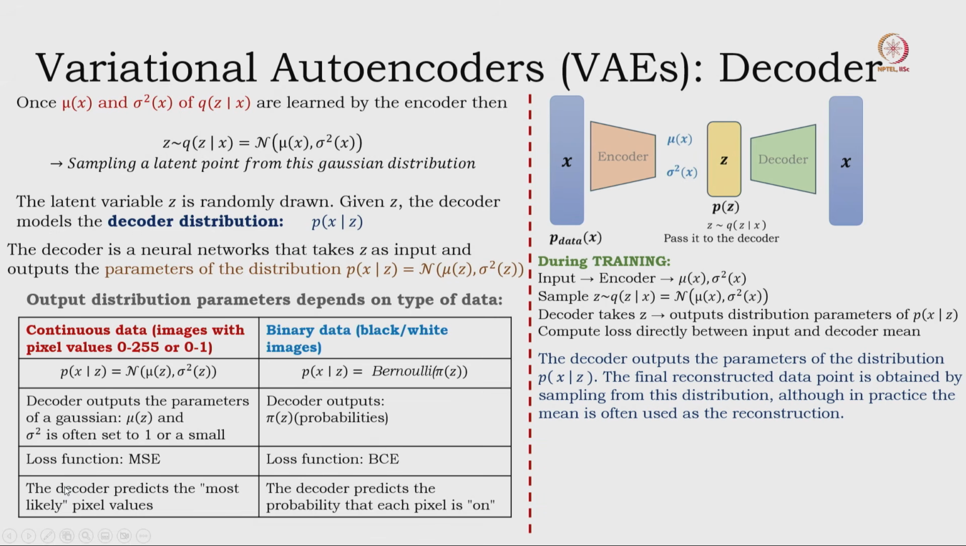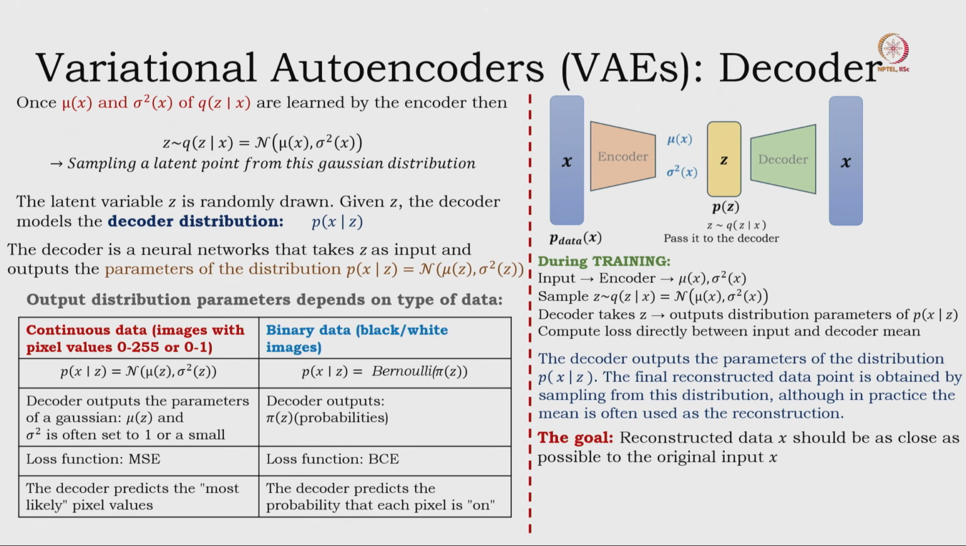Next, the decoder always outputs the parameters of the distribution P of x given Z, but the final reconstructed data point is always obtained by sampling from this distribution. Theoretically, we say that we are sampling from this distribution, but in practice, whatever mean the decoder is giving us, the mean is often used as the reconstruction. I know this particular statement is a little difficult to understand. However, towards the end, we are going to solve a numerical problem from end to end, so that you will be able to get the complete picture of the working mechanism of VAE.